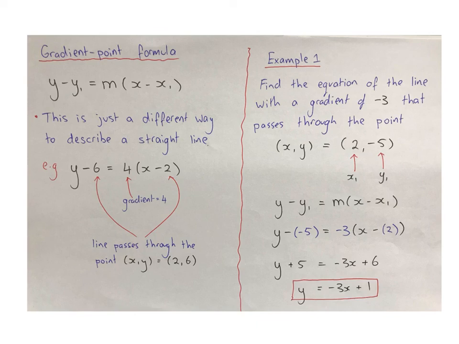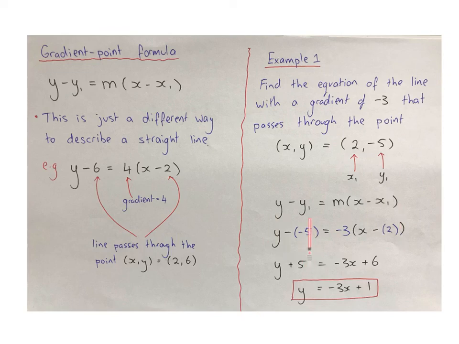So let's have a look at example 1. Find the equation of the line with a gradient of -3 that passes through the point (x, y) equals (2, -5). So there's our x value, 2, there's our y value, -5. For use in our equation, I've labelled my x coordinate as x1 and my y coordinate as y1. So here is the gradient point formula.